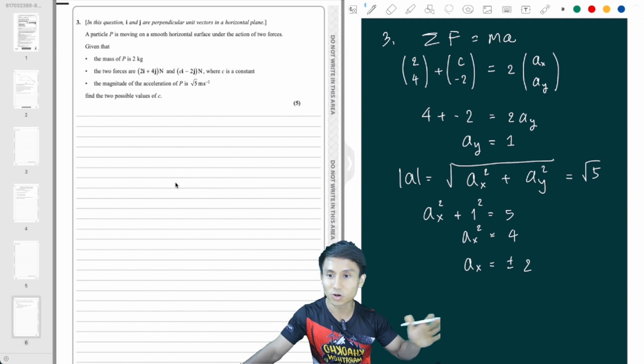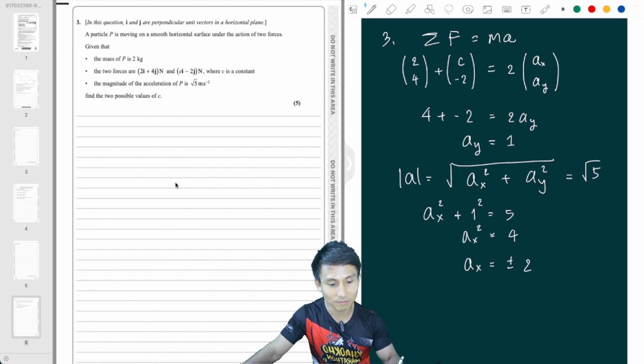Now, it doesn't ask you for ax. It asks you for c. We've got to use ax here to find c. So we plug it back into the very first equation we set there.